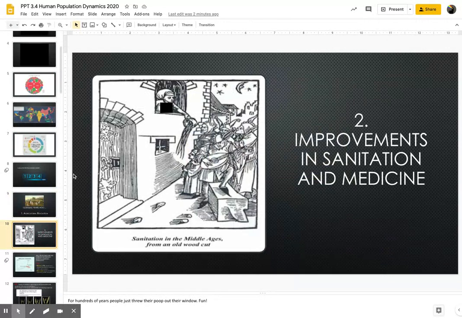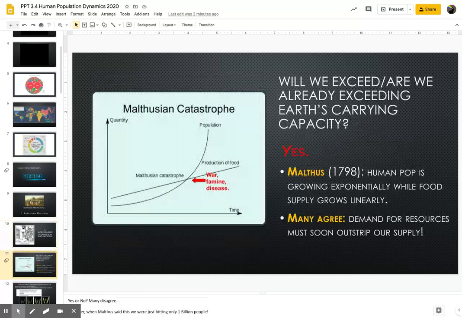We also had improvements in sanitation and medicine. Here we have a diagram of a lady emptying her chamber pot directly into the street. If you're putting waste into streets where it's going to be around everybody, you're going to have much higher levels of disease. Once people realized they shouldn't be pooping in the street and wash their hands once in a while, people started living longer, which was the next big boon to human population growth. The next one was the Industrial Revolution, but we don't have a slide for that because it's more important later.